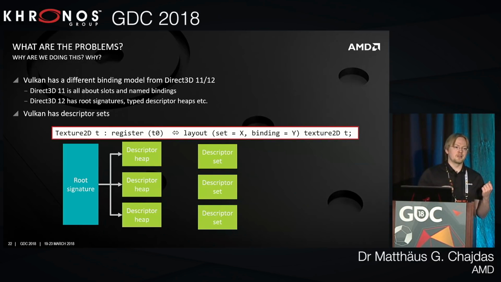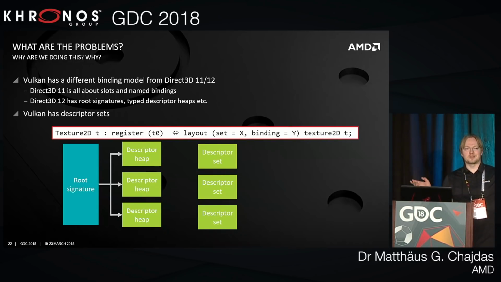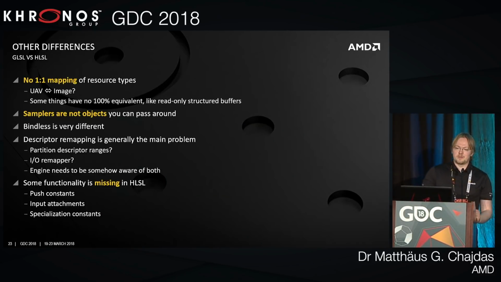And that's where all the nice "we just pretend everything is the same" basically starts falling apart. So we need to link both worlds somehow. And that's not the only problem we have, right? In GLSL versus HLSL, we have some resource types which don't really map. Sometimes it's just naming things which confuses people, like why is an image a UAV and why do I need a structured storage buffer for things?